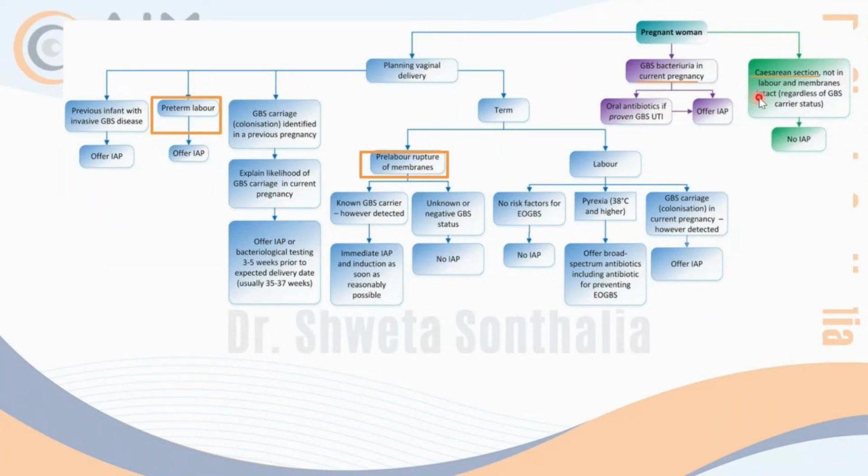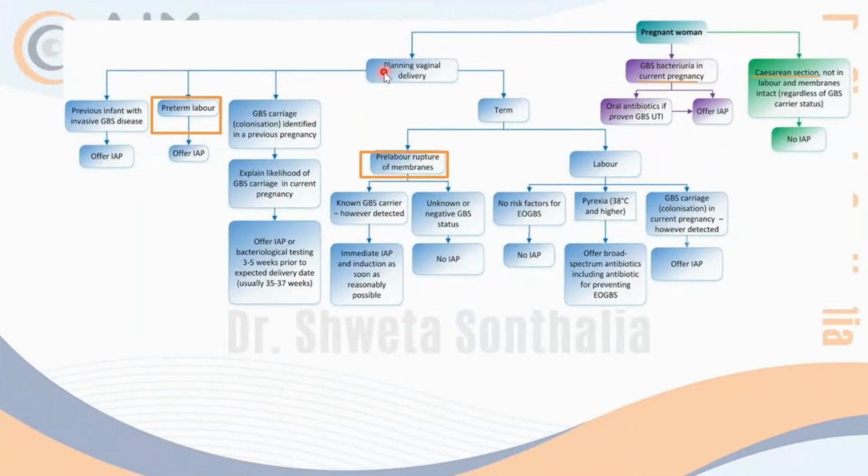Now, if she has a cesarean section, she is not in labor, membrane intact, no need, because these are the two risk factors for transmission. So if that is not there, no need of IAP. But if she is in labor or membrane rupture, you will give her IAP. So this is about cesarean, this is about bacteriuria.